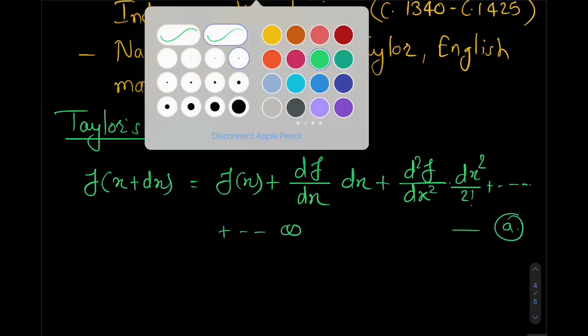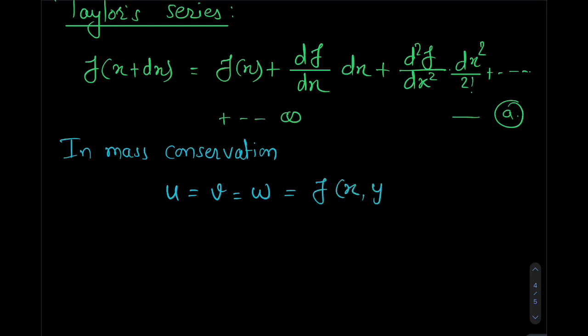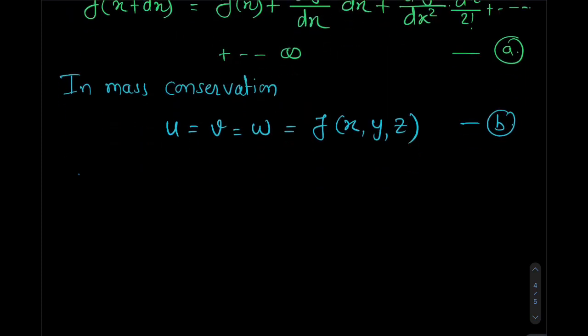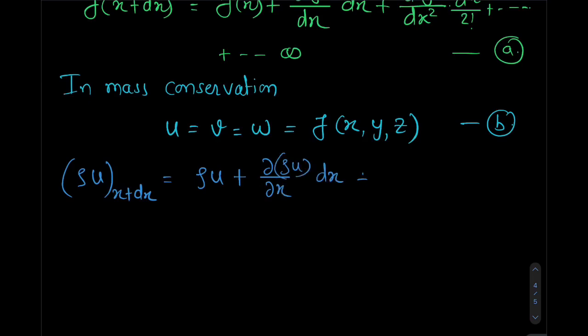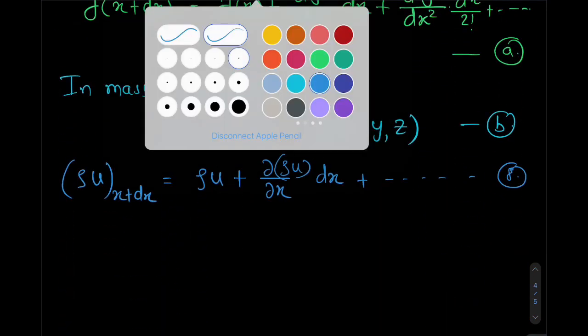Okay, so let us call this equation A. Similarly, in mass conservation, we know that here u, v and w are not ordinary differentials, they are going to be partial, because they are functions of x, y, z. So we need to formulate them in partial form. So rho u at x plus dx, on the same lines, is going to be rho u plus partial over partial x of rho u into dx plus some higher order terms. Call this that equation.